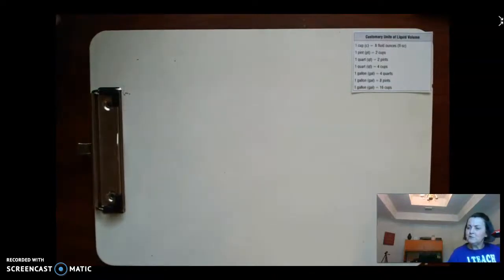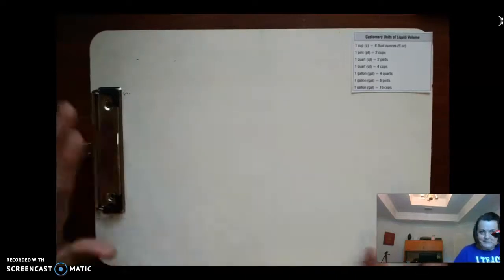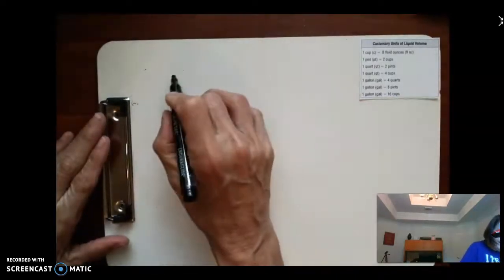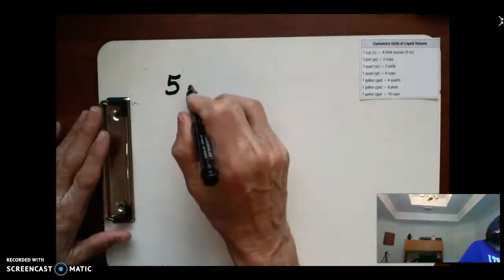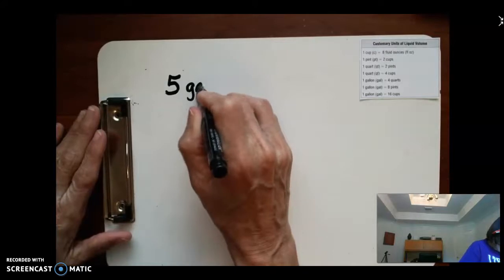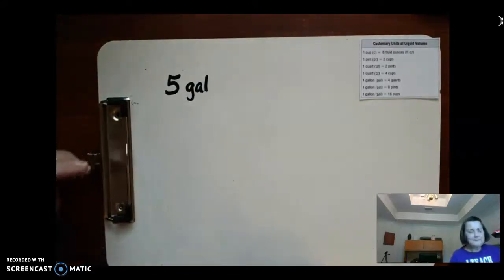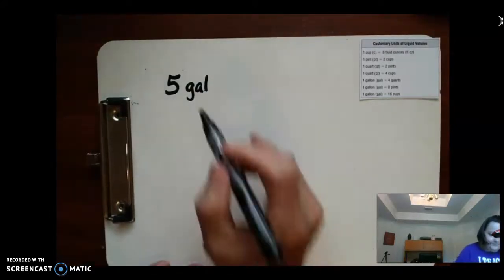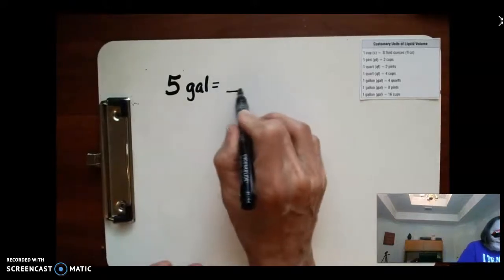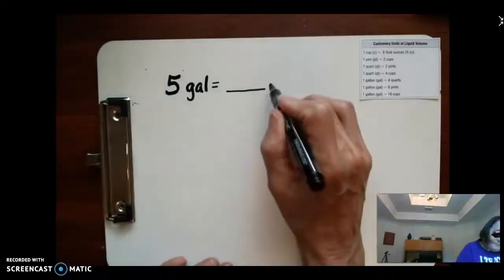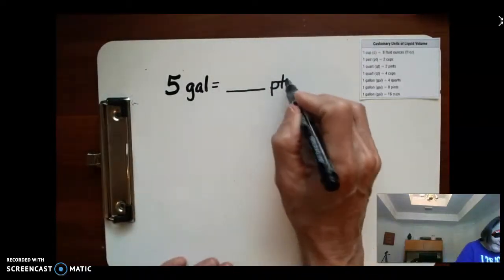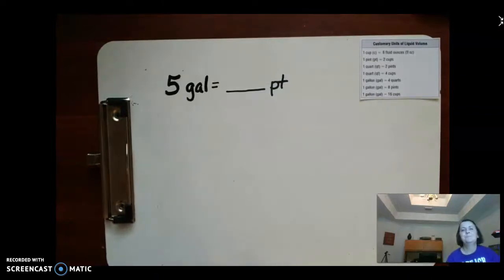So our first one is going to be, we're going to take gallons and convert it into pints. So everybody ready? We're going to write 5, and we're going to write G-A-L. That stands for gallons. And we're going to say that is equivalent to how many pints. And pints, the abbreviation is PT for pints. Okay, we got that written down?